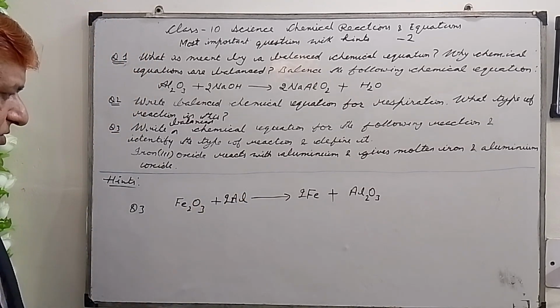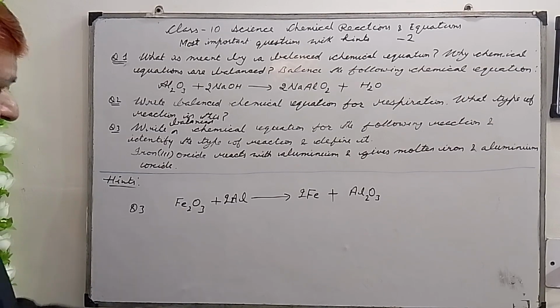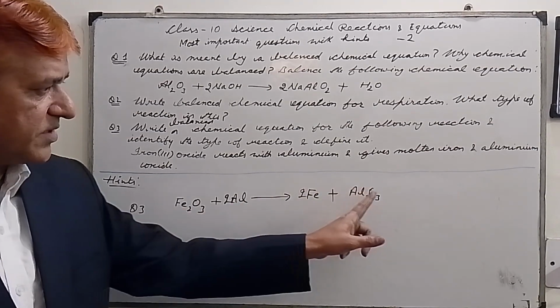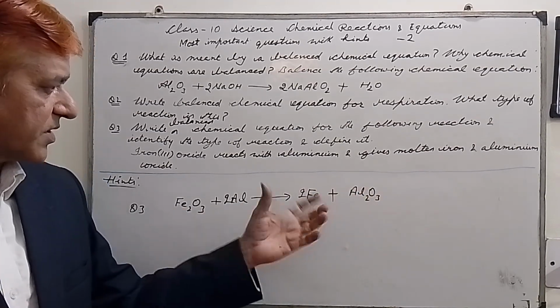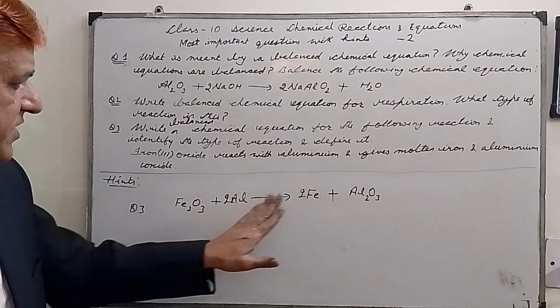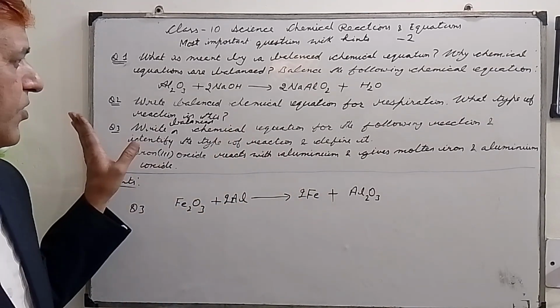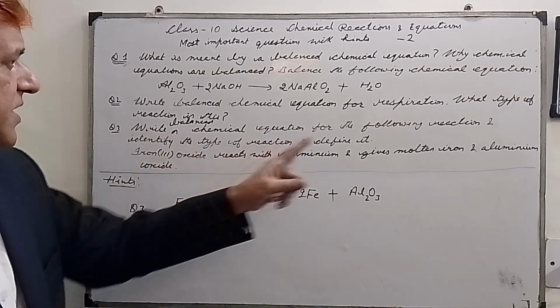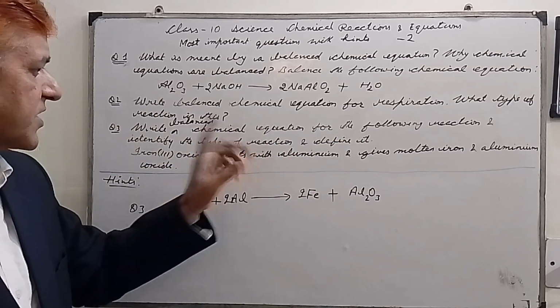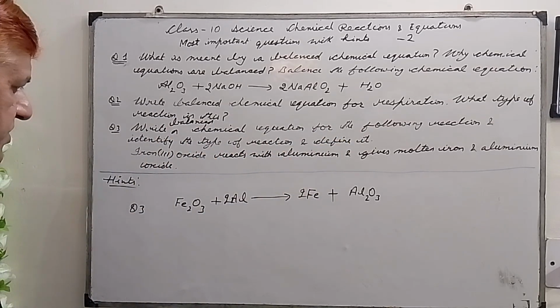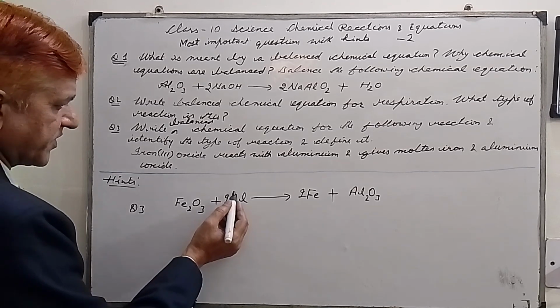So aluminium also got balanced. Now come to oxygen, 3 oxygen atoms, so oxygen atoms are also balanced. So this is the balanced chemical equation. Now the second part of this is to identify the type of reaction. So here, my dear students, this is actually a displacement reaction.